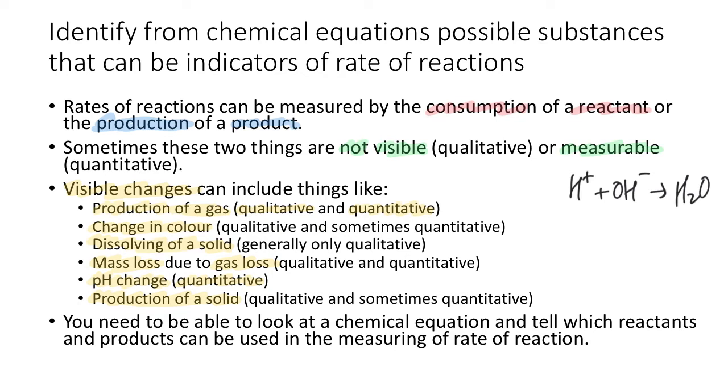You need to be able to look at a chemical equation and tell which reactants and products can be used in measuring a rate of reaction. You're going to be looking for the production of solids and the production of gases. Generally, those two are useful to pick out. You're also looking for H+ ions, which means that you can measure the pH, or for information about whether the substances are colored. Those are the things you're looking for to work out which one you could use to measure the rate of reaction.